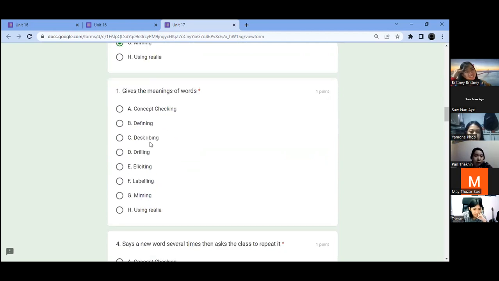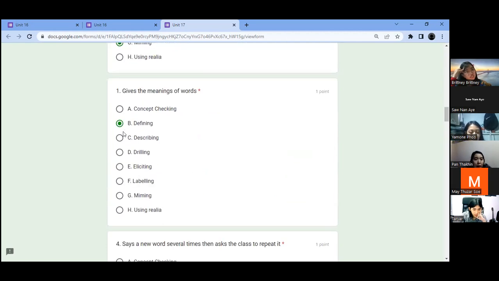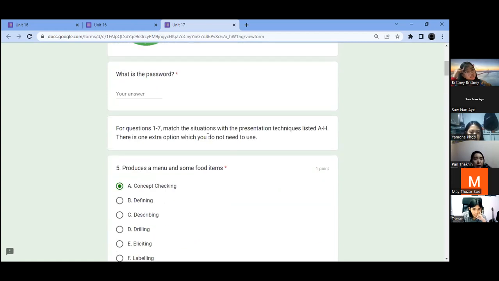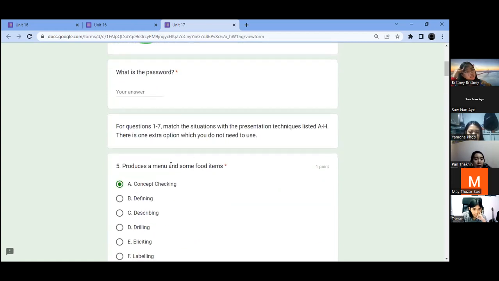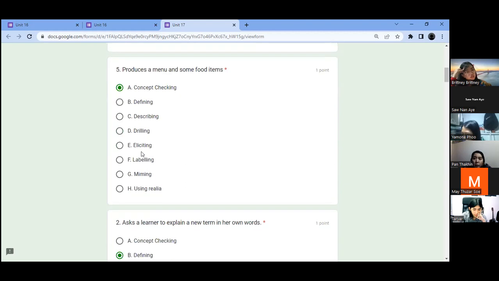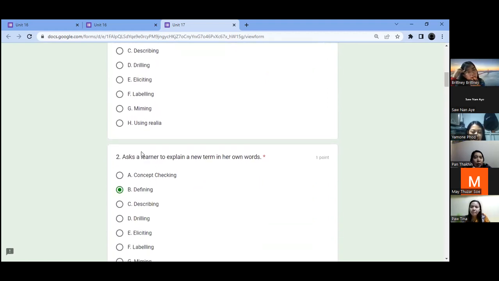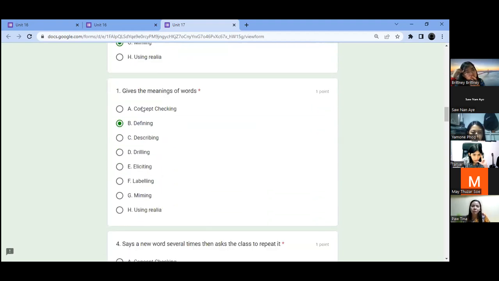Give the meanings of the words. Defining. We have the defining like in times before. Okay, what does the instruction say? One extra. So what's extra? I think labeling extra, right? I think we haven't finished. Number 2 is describing. We have done defining, right? Number 1 is defining. Number 1 B. So labeling is the extra word.